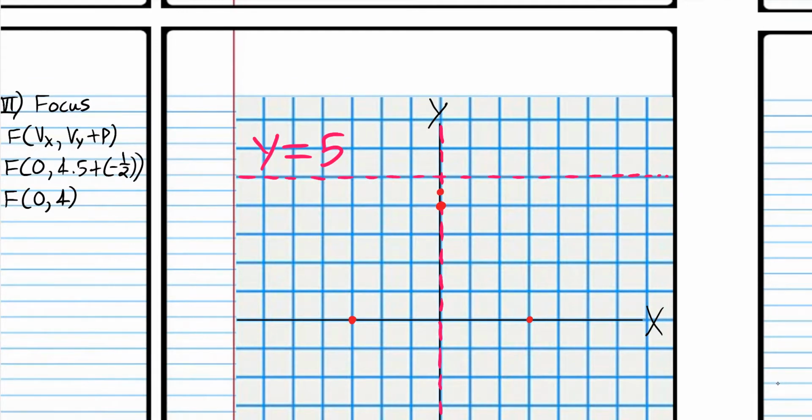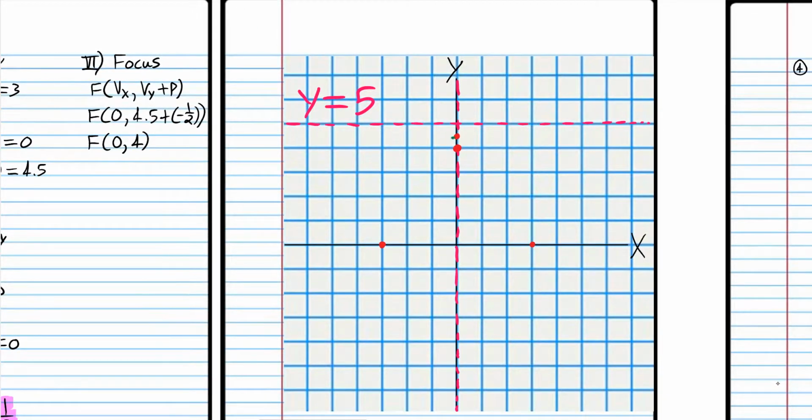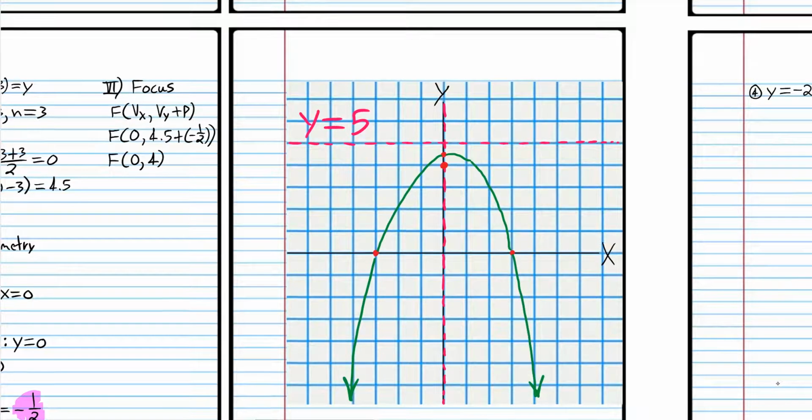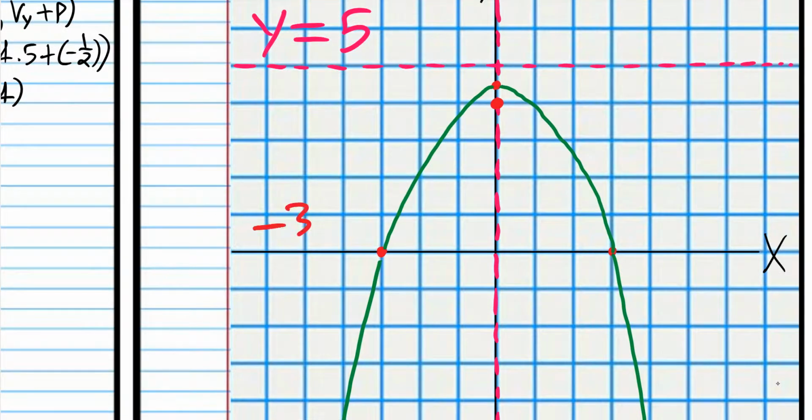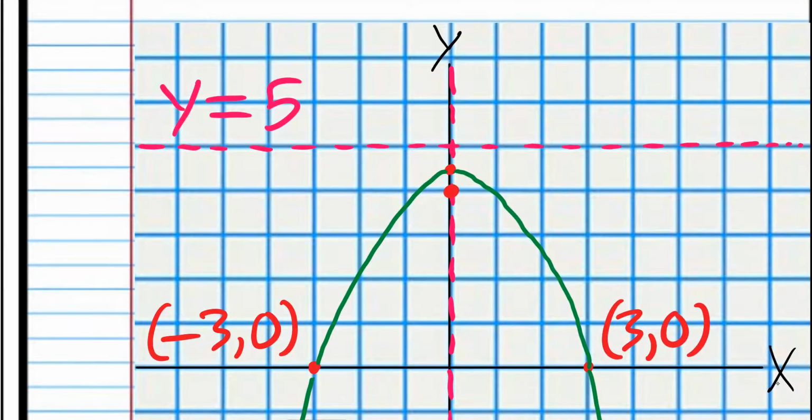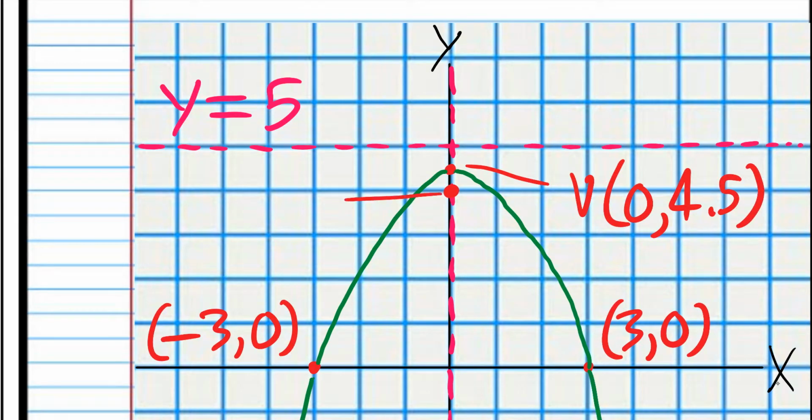And now we can draw the parabola. And if we plot more points, we can have a more accurate parabola. But that would require more work, and as you can see, we already have quite a bit of work that we have to do here, so I'm not going to make you do that. That was not a symmetric parabola. I got to draw that a little better. There we go. Okay, so this is (-3, 0) and (3, 0), and the vertex is (0, 4.5), and the focus is (0, 4).